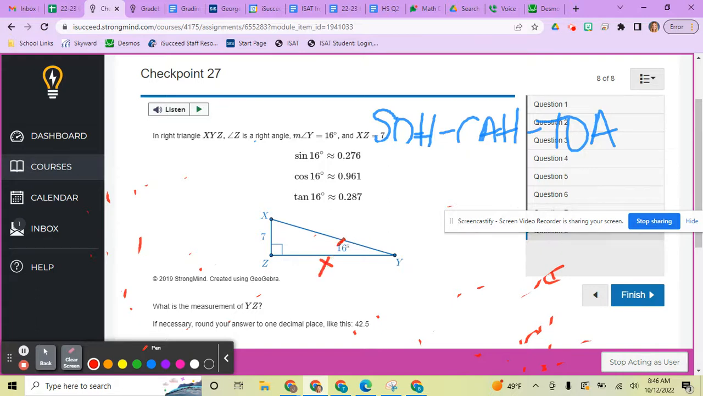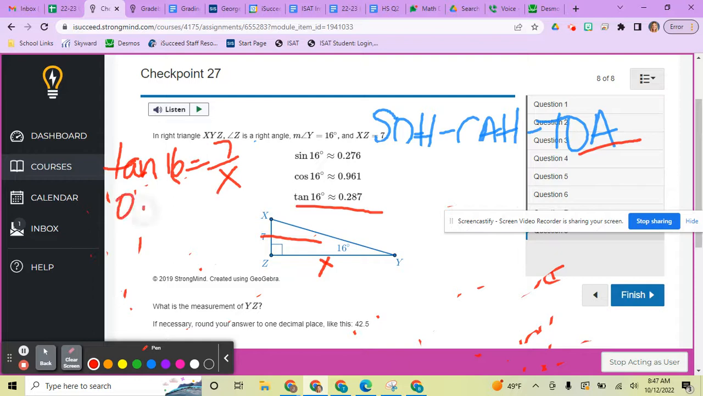So from angle 16, we have the opposite and we have the adjacent. So that's going to be tangent. So I'm going to use this one right here, tangent of 16. So I know that the tangent of 16 equals opposite over adjacent. So the opposite is 7 and the adjacent is x. The tangent of 16 they gave us was 0.287 equals 7 over x.